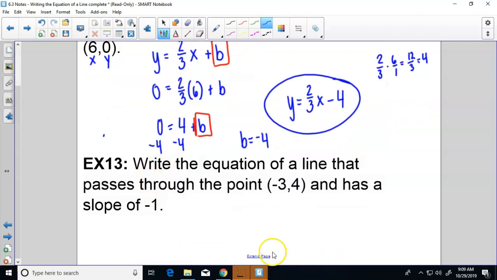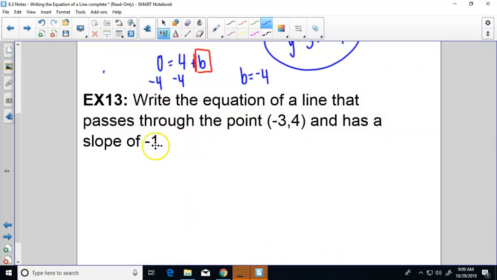Alright, let's look at 13. So we've got a slope of negative 1. So y equals negative 1x plus b. Olivia, what would we do next? We're looking for the b. So we need to replace everything except for the b. We will not solve for y here, because what we want is a number for our b. So this is different than solving an equation for y.